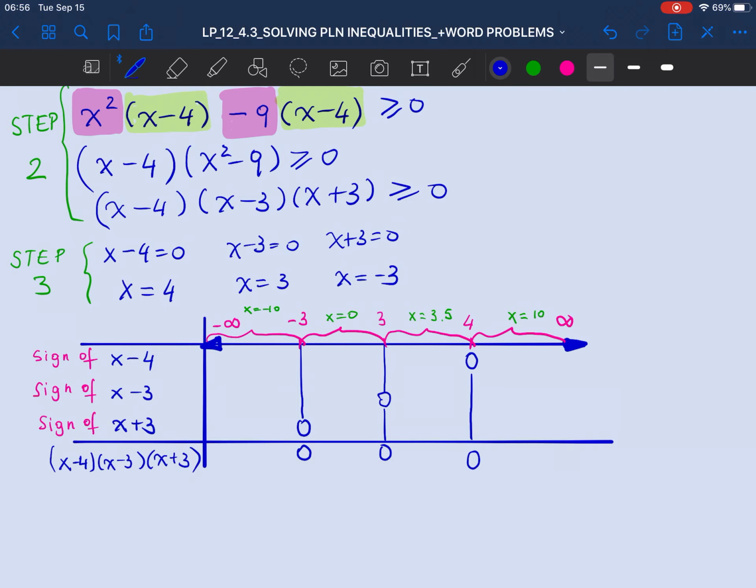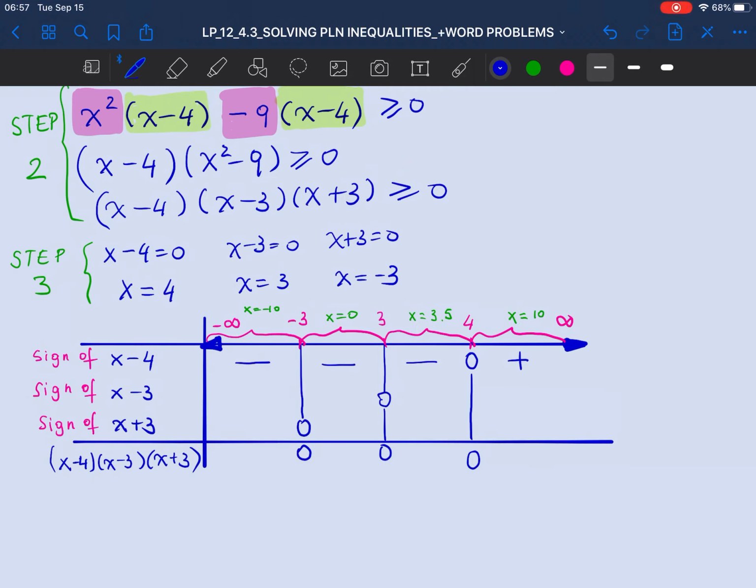Now let's study the sign of each factor. So x minus 4 will be 0 at 4. If x equals negative 10, negative 10 minus 4 is a negative number, negative 14, so we'll write negative here. If x equals 0, 0 minus 4 is still negative. If x equals 3.5, 3.5 minus 4 is negative 0.5, still negative. And if x equals 10, 10 minus 4 is positive.